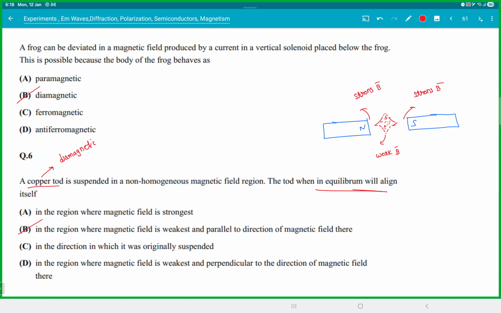Right? Since it is in equilibrium, torque must be equal to m cross B. So therefore m bar must be parallel to B bar. So it must be parallel to the magnetic field and it will always go towards the weakest region. Clear with this?